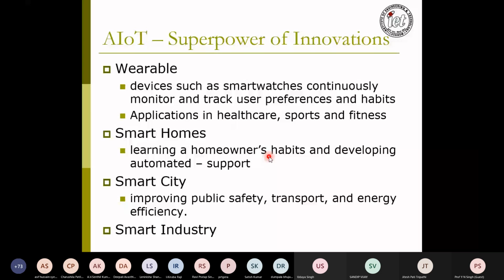Now you see, once we open up all our activities, all our human behavior, certainly the challenges are also on the other side of the coin. We need to protect and secure all our activity and behavior and make it robust, so that no fraudulent activity can happen on your devices, and to keep them free from attackers like that. Of course, these things will happen or would happen certainly. And then a smart city, improving public safety, transport and energy efficiency, and a smart industry like 4.0 and something beyond that, right?